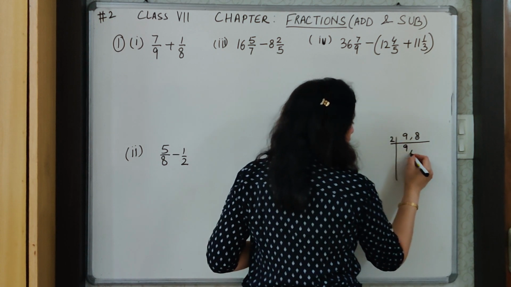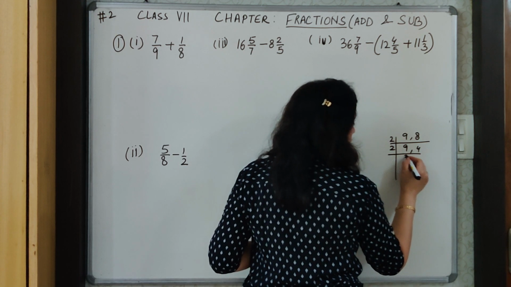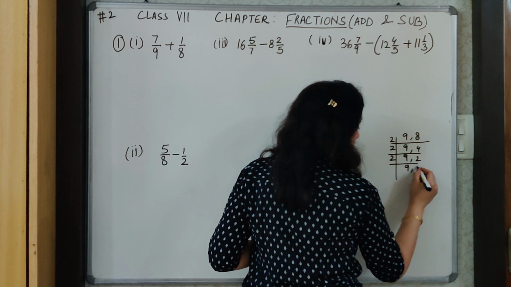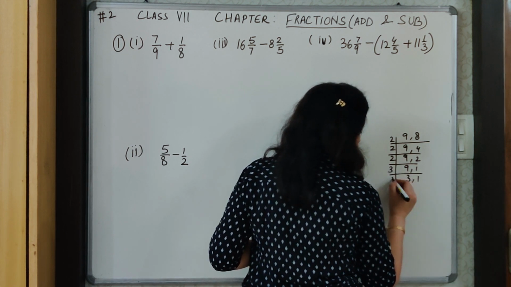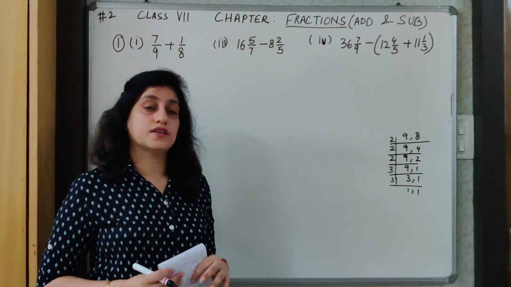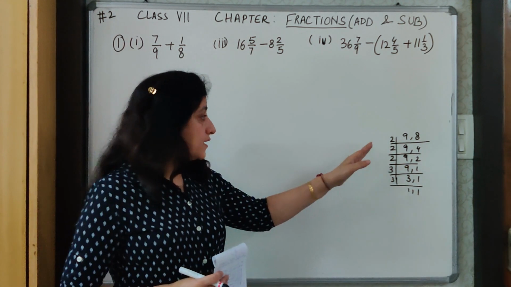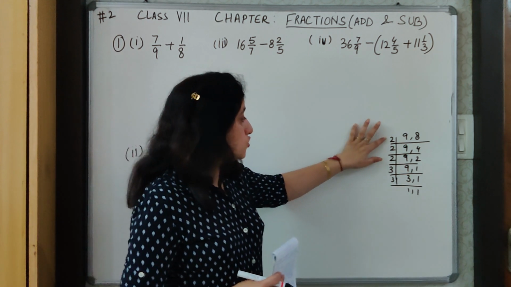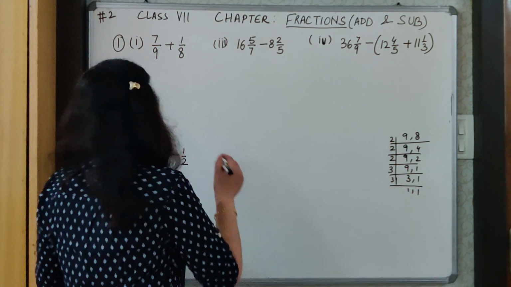2, 9 and 4 divided 2, 9 and 2, 2, 9 and 1. Then with this 3, 3s are 9, 3, 3s are 9. This is how we find the LCM of the numbers. Though here these numbers were co-prime and therefore we could have directly multiplied them also. So 2 into 2 into 2, 8, 8 into 9, 72 is the LCM.